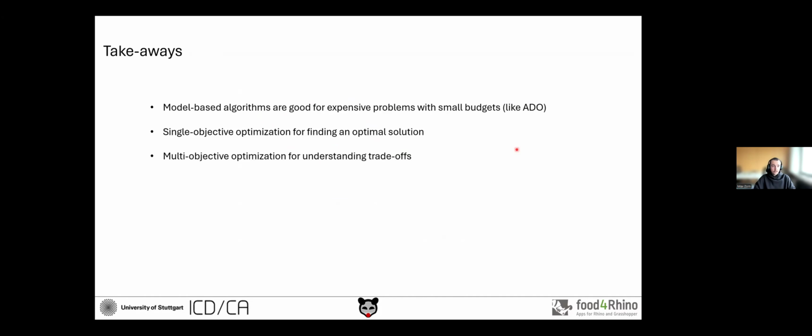Okay, to recap, model-based algorithms are good for expensive problems with small budgets. So if you cannot afford running your algorithm for tens of thousands of iterations, maybe your daylight simulation takes a couple of minutes and you don't want to wait 3 months for your result, so you have a small budget, you're very good to go with model-based algorithms. Generally, single objective optimization is good if you want to find an optimal solution, and multi-objective optimization is good if you want to understand trade-offs.